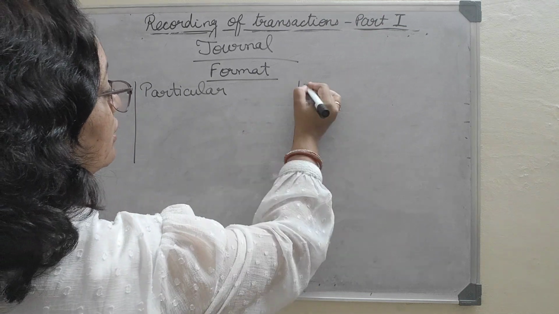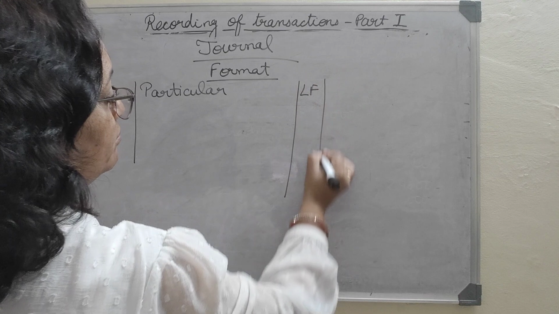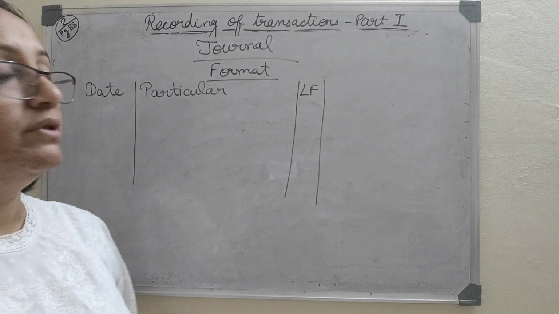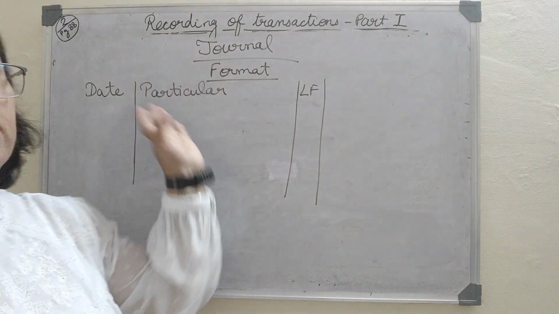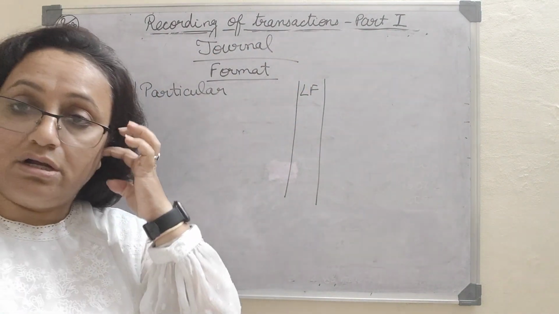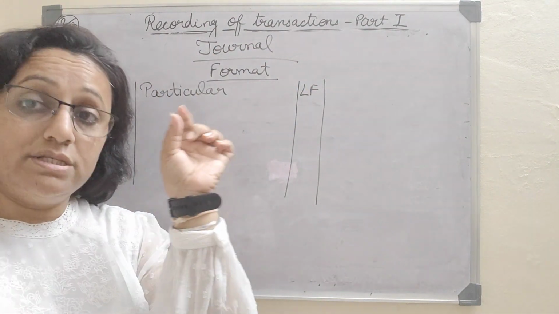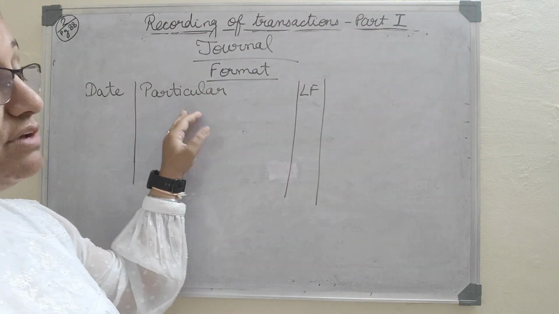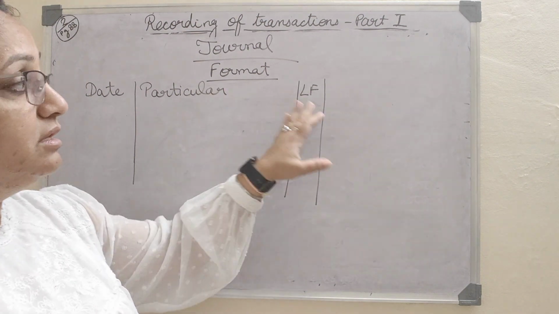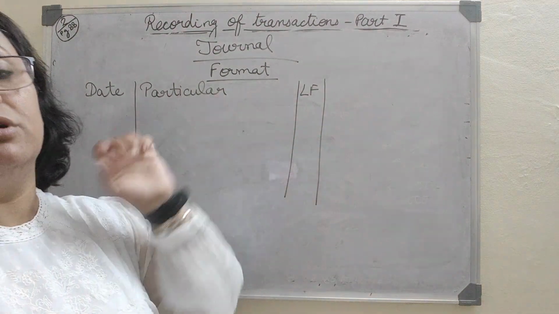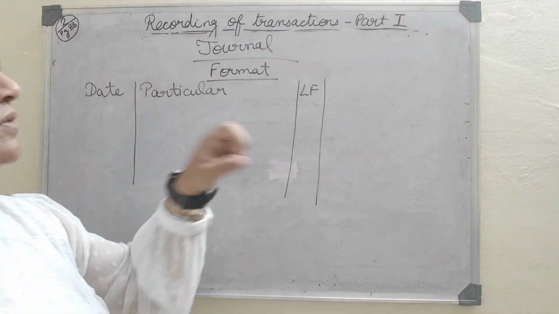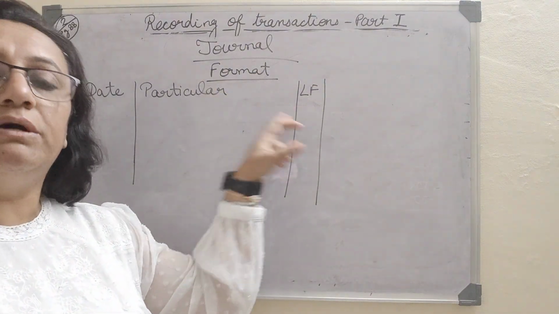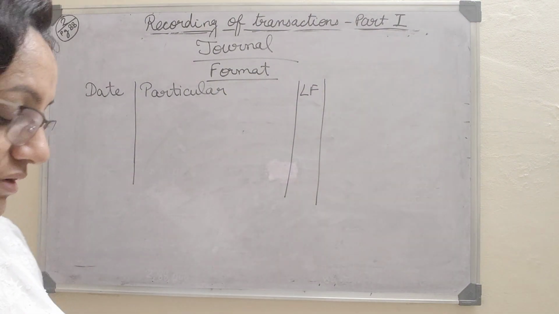Then ledger folio. What is ledger folio in brief? I will only tell you. It is not required for you to learn it in detail. When this journal entry is transferred to ledger account, the ledger account has a page number. So if I want to see where this transaction is recorded in ledger, the accountant writes the page number, so that page number can be referred for this particular journal entry.